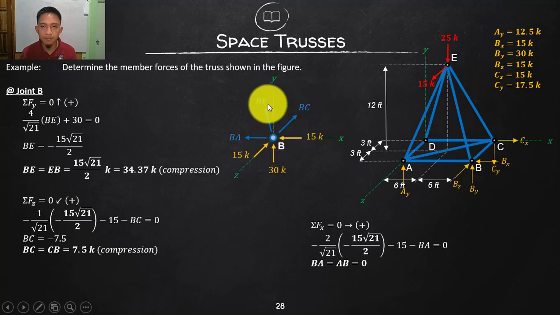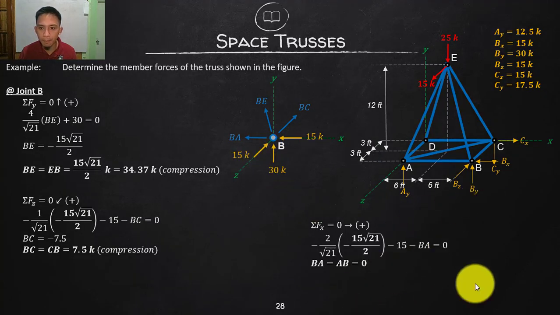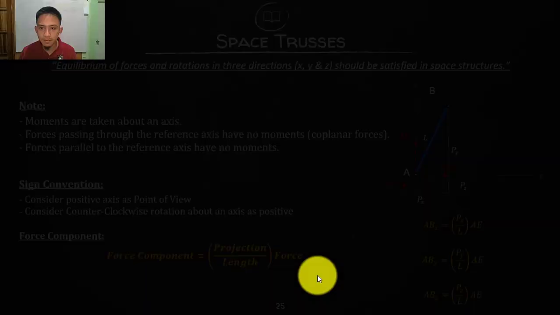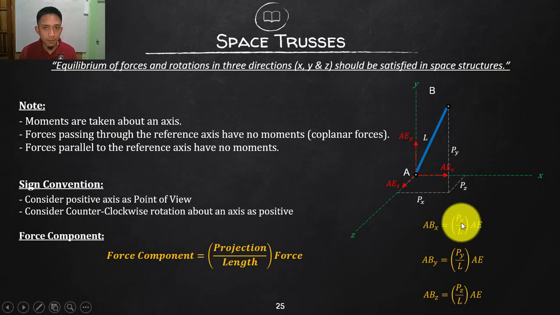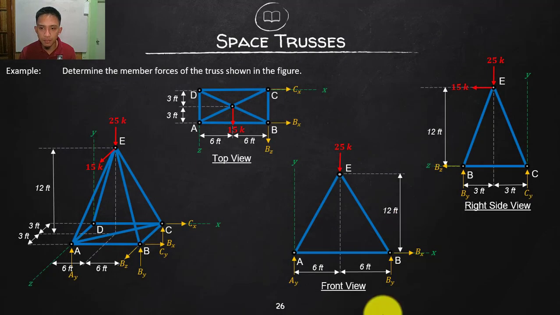In here I do not have the slope triangle, because of course we cannot represent the slope triangle of a 3D. Actually you can, but that will be a little bit complicated, or that will be very, very small here. So we'd rather just stick to the formula again. All we need to do is multiply the fraction of the projection and the length with the unknown member force.